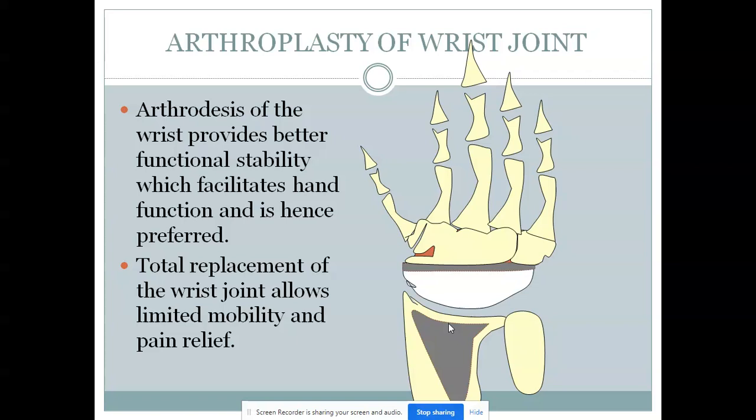Consider this to be your hand. This is the metal implant. This is the plastic spacer. The grayish part is your metal implant. The gray part on the top is the carpal component, which is attached to the carpal bone. The radial component is attached to the radius bone, and the white colored part is your plastic spacer.